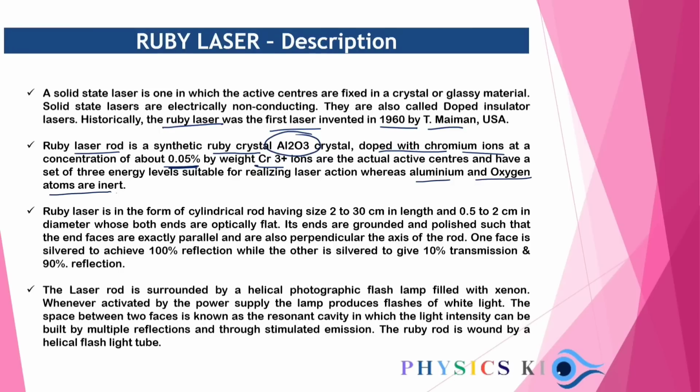Second, write that the ruby laser is in the form of a cylindrical rod, with size 2 to 30 centimeter in length and 0.5 to 2 centimeter in diameter. Then write that we have two different types of mirror: a 100% reflecting mirror, while the other is partially silvered, giving 10% transmission and 90% reflection. The third thing is the pumping mechanism, that is the helical flash tube or xenon flash tube. So this is all about its construction.